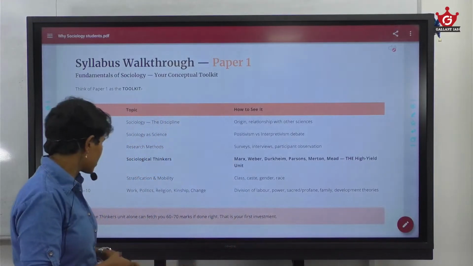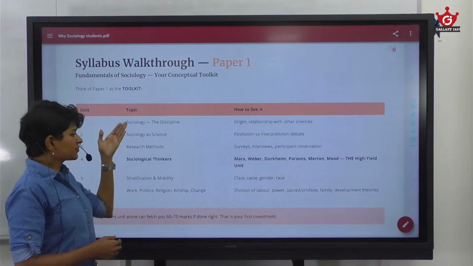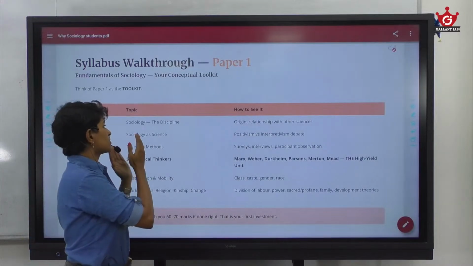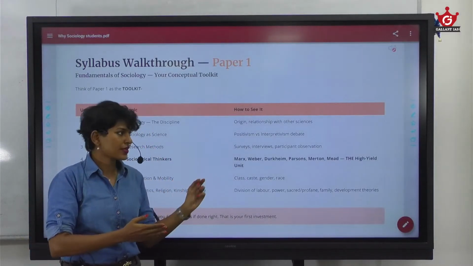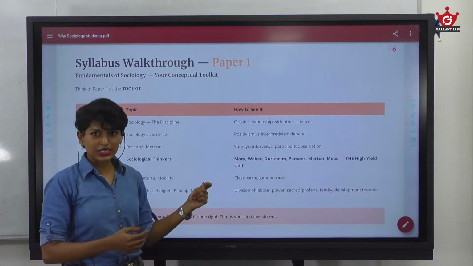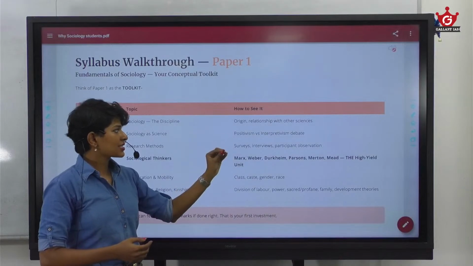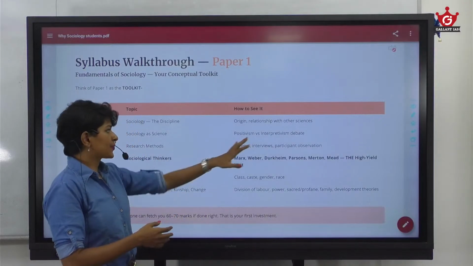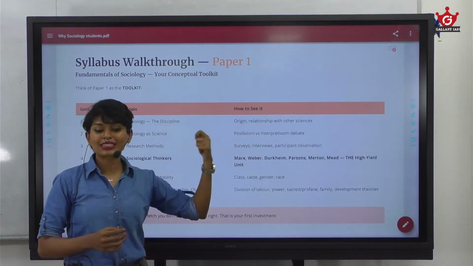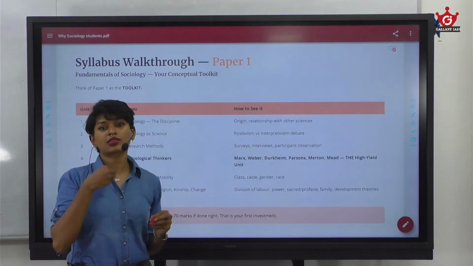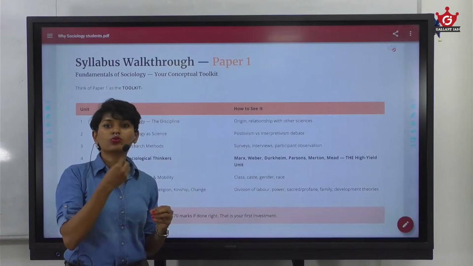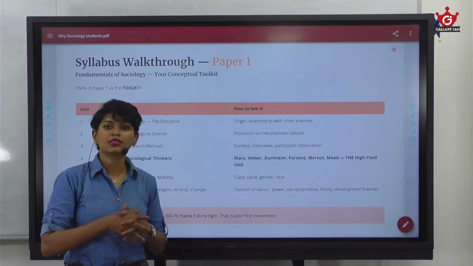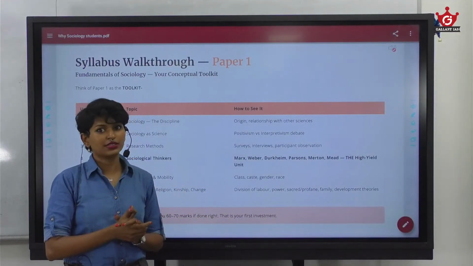I've written down the syllabus in short here. First module is sociology, the discipline. When you learn this, you are actually seeing the origin of sociology as a discipline, and how it is related with other sciences. So you are trying to see the history of how sociology has evolved into a discipline, and how it is connected with different other disciplines. That is as simple as that.